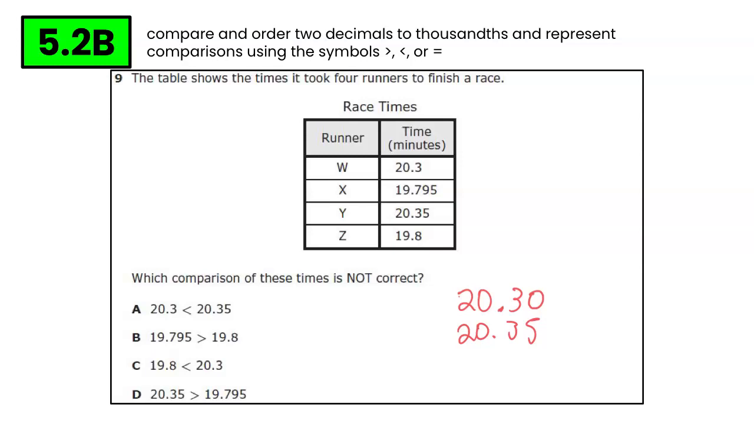Well, I see that in the tens place, they both have a 2. In the ones place, they both have a 0. So far, they are the same number. Keep going to the tenths place, they both have a 3. But then when I get to the hundredths place, this number has a 5, and that 5 is greater than 0. And so I know that 20.35 is going to be greater than 20.3.